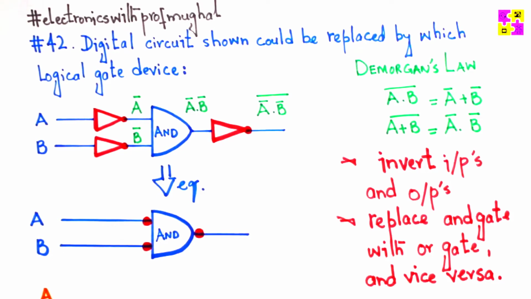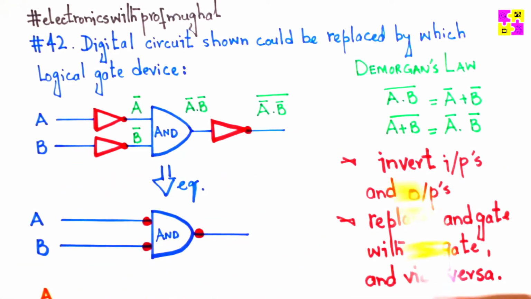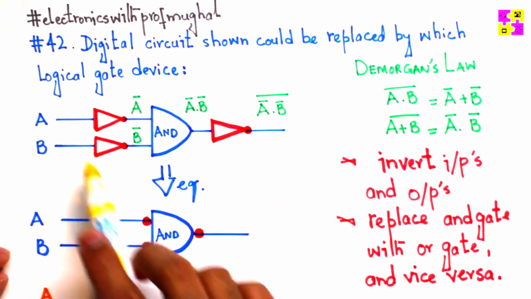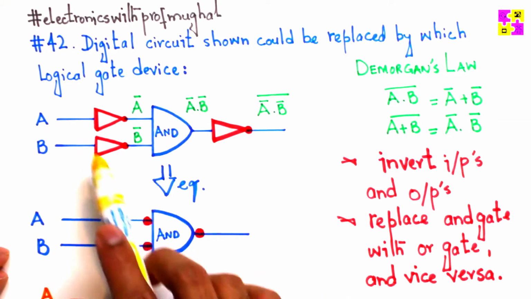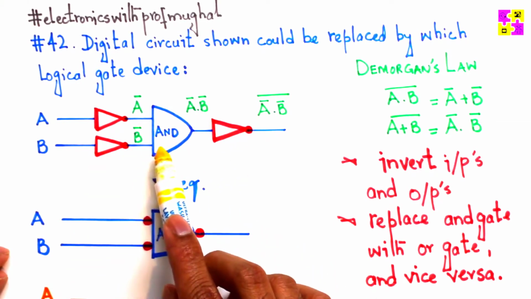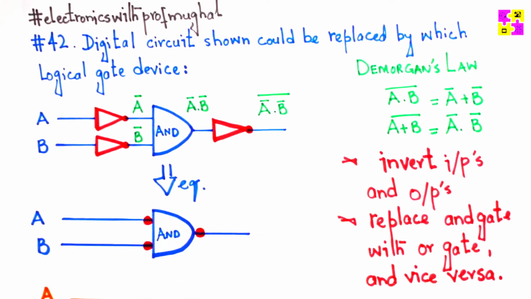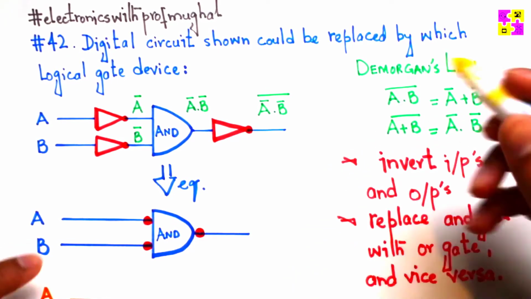A digital circuit shown could be replaced by which logical gate device? Okay, so you basically have a circuit over here, and the question is, can we replace this circuit or transform this circuit by using some other logic gate, say OR gate or NAND gate or something else? Now, before we get to the meat of this question, you need to understand DeMorgan's law.